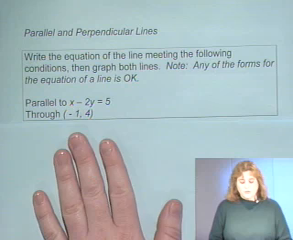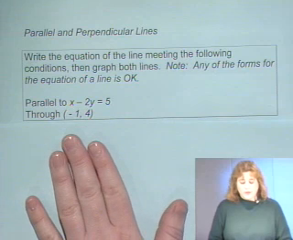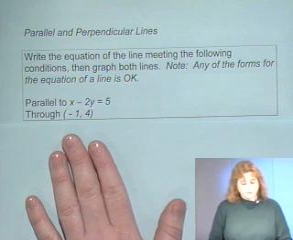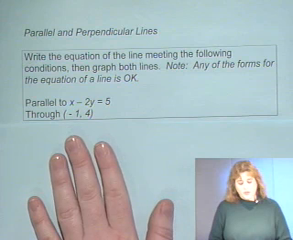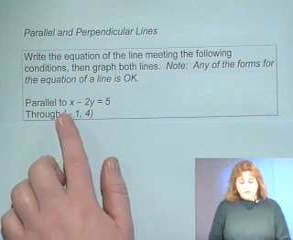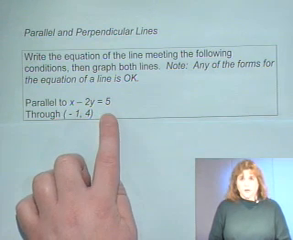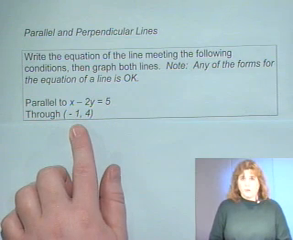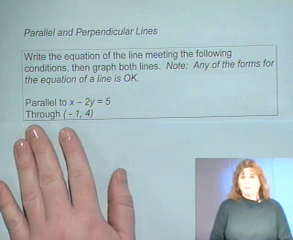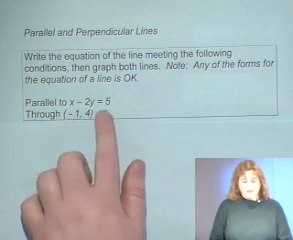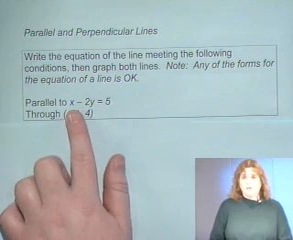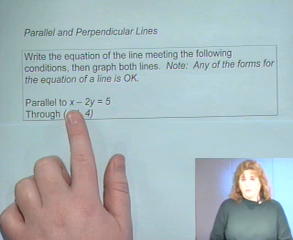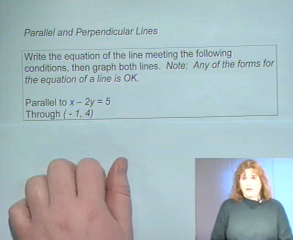Any of the forms for the equation of a line is okay. So what line are we looking at? We want one parallel to x minus 2y equals 5 and going through negative 1, 4. This negative 1, 4 is on our new line, and we're going to work with the reference line here, x minus 2y equals 5, to figure out our slope.